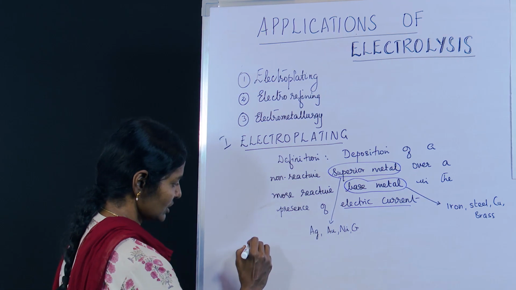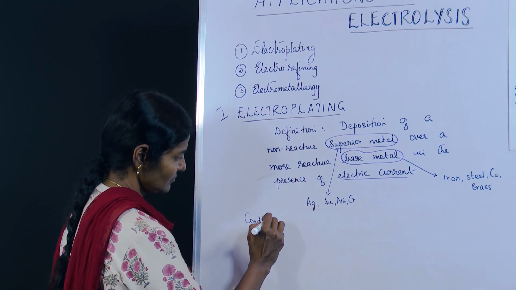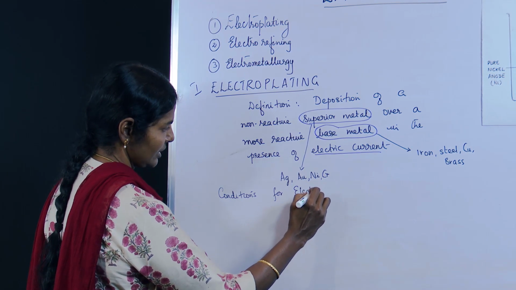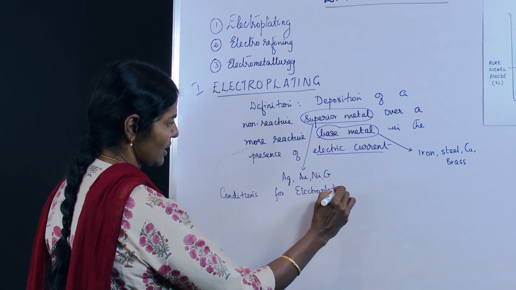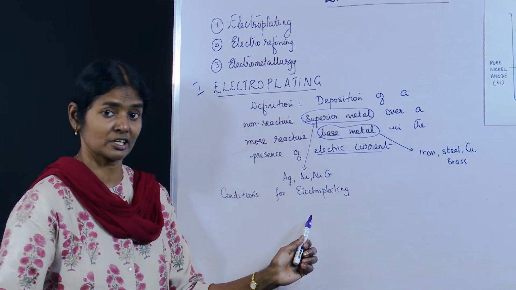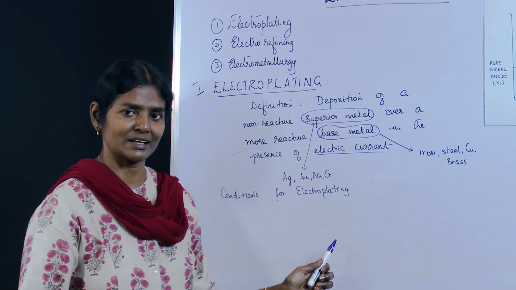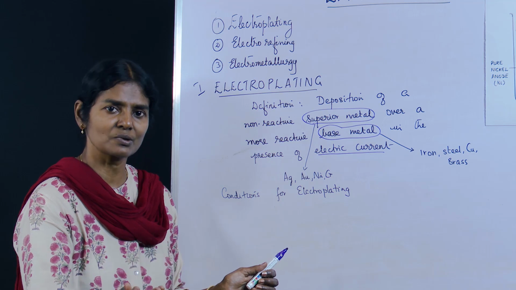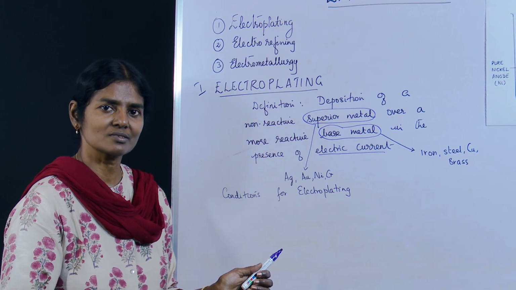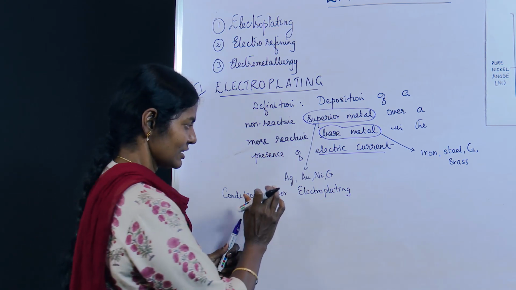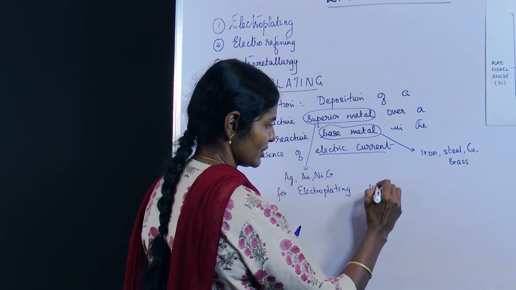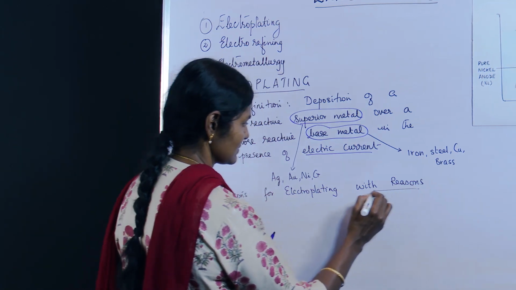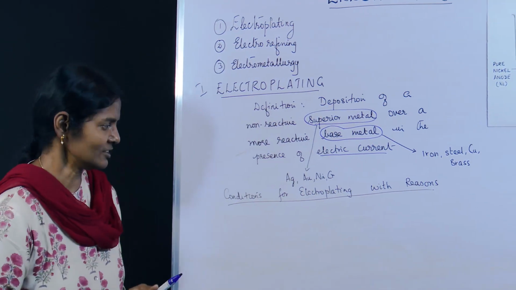Now we move on to the conditions for electroplating. When you have a condition, for example, you have to get up early and go for a walk, that is a condition. Why are you going for a walk is the reason. You go for a walk so that you keep yourself fit. Like that, there are conditions for electroplating with proper reasons. Every condition has a reason.